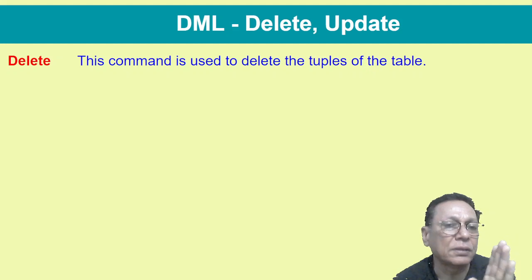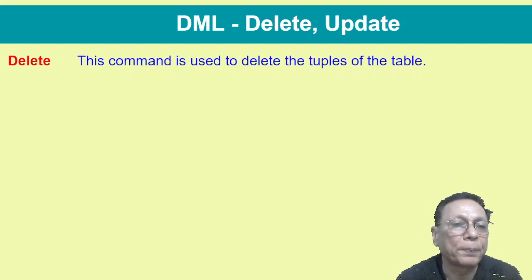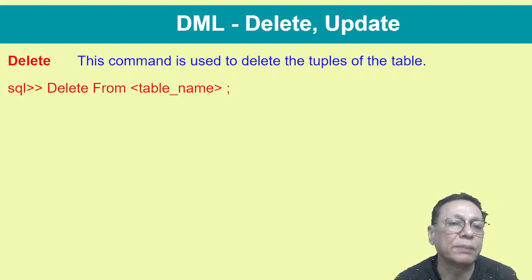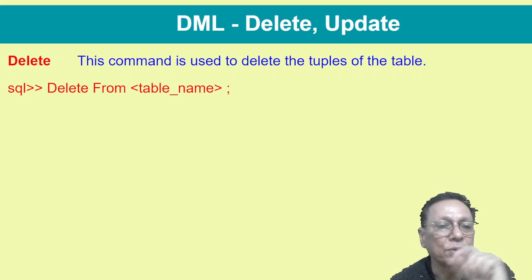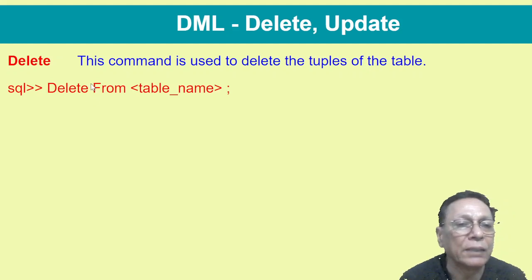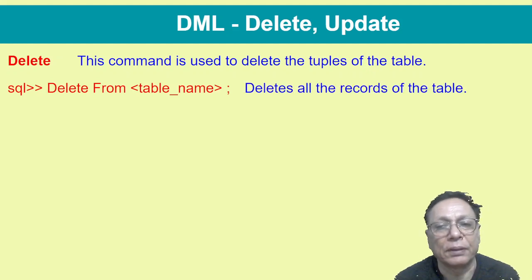The delete statement is used to delete the tuples or the records of the table. It does not delete the structure of the table. It deletes only the records or tuples of the table. This is how we can use this statement in MySQL. You can directly use delete from table. See here, there is no attribute name, no attribute at all. So it means it will include all the columns or attributes and delete all the records of the table.